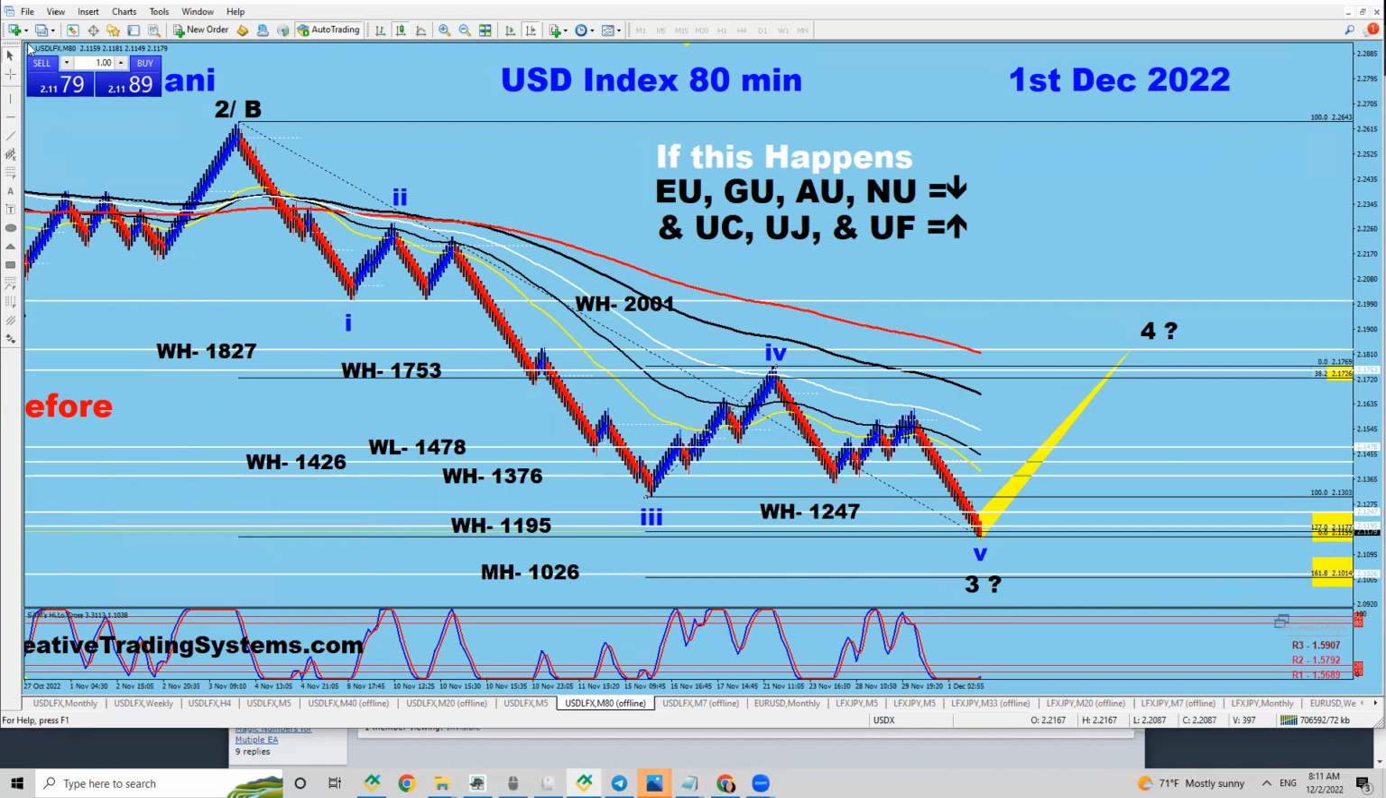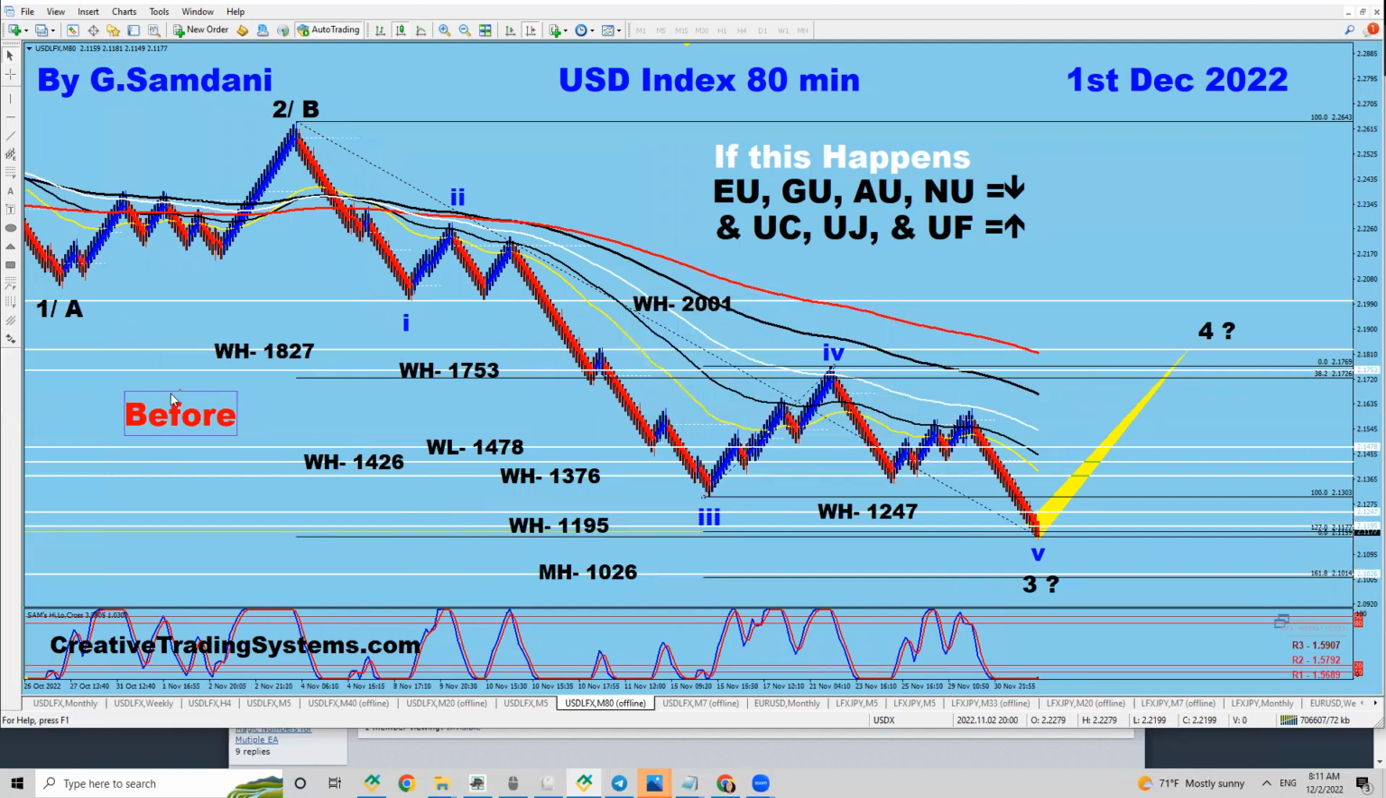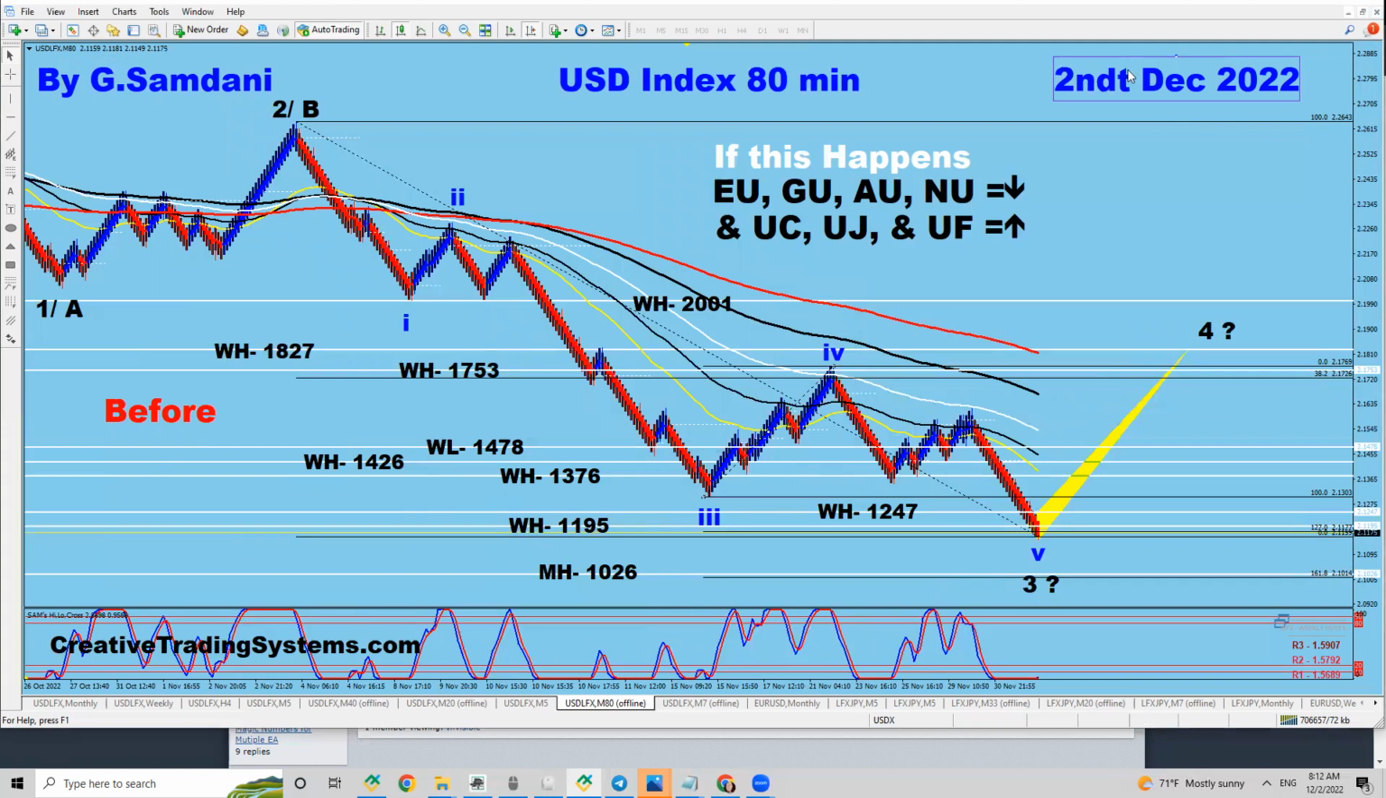So this is the chart, very important to look at. Okay, so now if this happens, what will happen? The USD will get strong, sending these 4 pairs down and these 3 pairs up. All right. So be ready, get ready, and we're going to have fun after NFP. Let's see what happens if I'm right. I'm ready. So here we go.